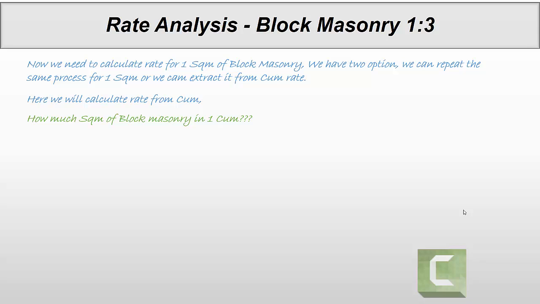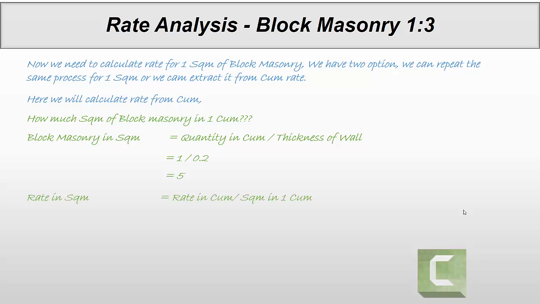For block masonry in square meter, quantity in cubic meter divided by thickness of wall. Quantity in cubic meter is 1, thickness of wall is 200 millimeter, or 0.2 meter. So 5 square meters of block masonry in 1 cubic meter. Now the rate in square meter is equal to rate in cubic meter divided by square meters in 1 cubic meter. Rate in cubic meter is 394.3 and 5 square meters in 1 cubic meter. So 394.3 divided by 5 is 78.86 riyals per square meter.